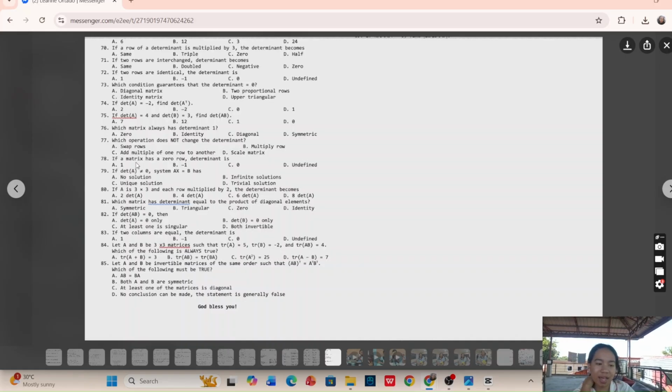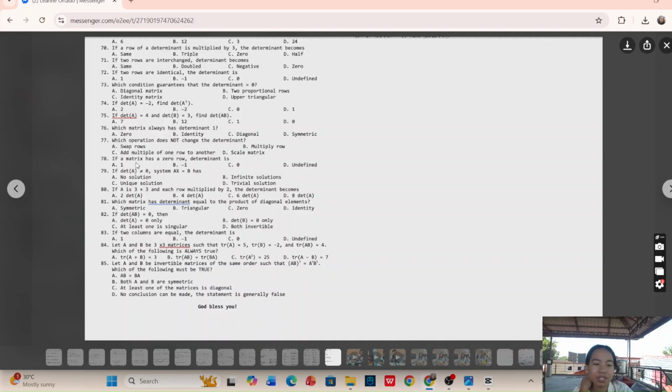Number 80. If matrix A is 3 by 3 and each row is multiplied by 2, the determinant becomes A 2 determinant A, B 4 determinant A, C 6 determinant A, D 8 determinant A. So the correct answer for number 80 is letter C. This is because scaling rows affects the determinant proportionally.